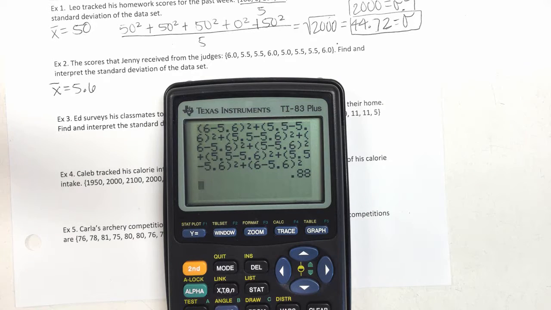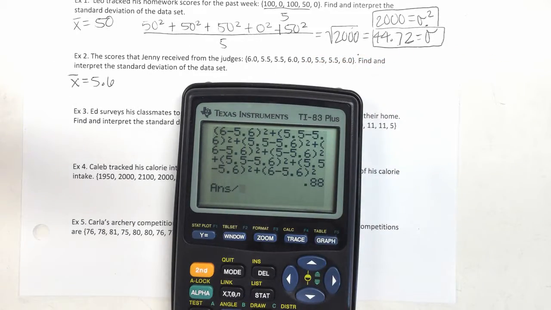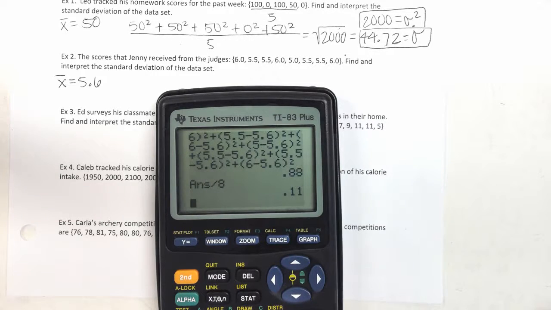Did everybody get .88? Okay, keep going. Make sure you can get .88. The only thing is, typing all this in, you got to make sure that you don't make any errors, right? Because it'll mess up your answer. Did everybody get .88? Now we need to divide this by what? I got 2.2. Yeah, you typed something in wrong. Divided by 8. Good. So you should get .11. Did everybody get that?